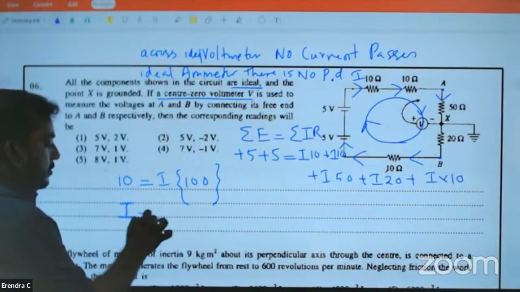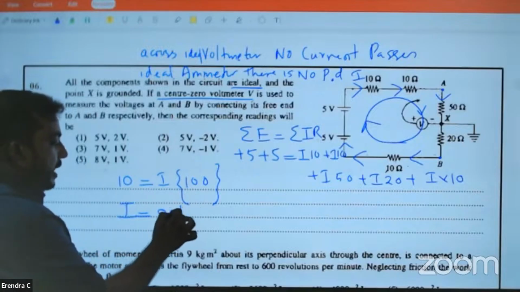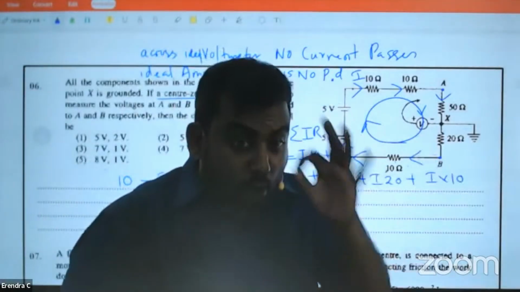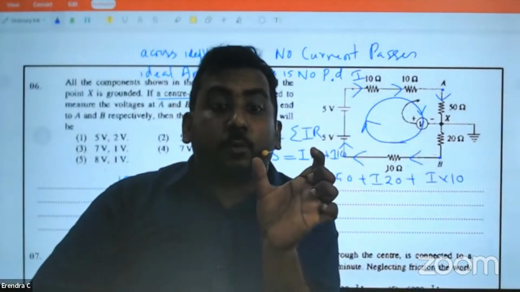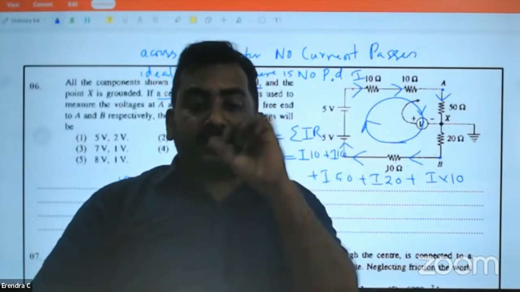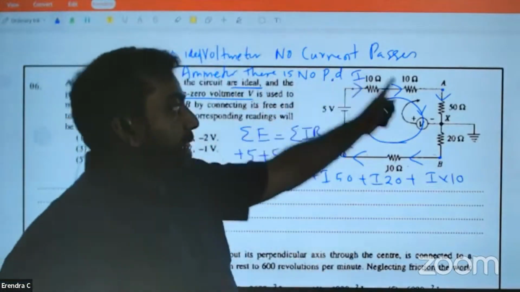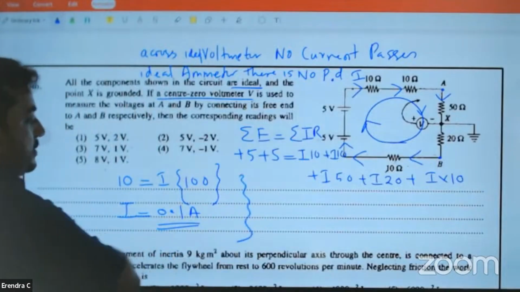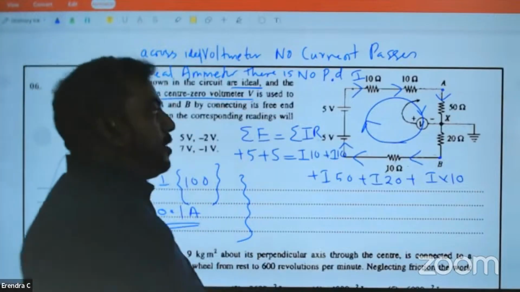From this, current is equal to 10 divided by 100, 0.1 ampere. Some people say V equal IR, we get the same answer. Wrong. V equal IR is potential difference between 2 points. You can't apply it for a circuit. Wrong theory. So be careful. Always apply Kirchhoff law.